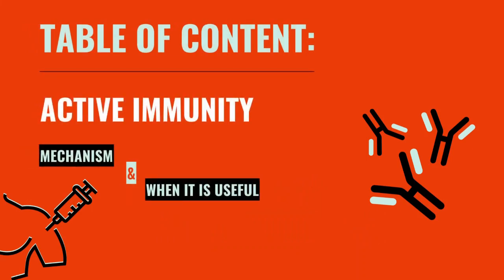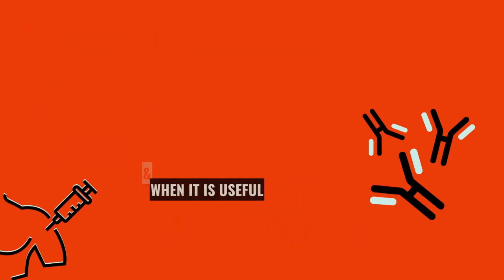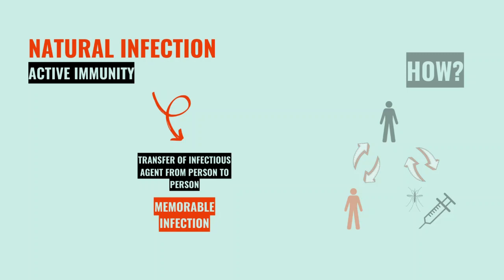We will discuss in today's video the active immunity mechanism and when it is useful. Start with natural infection, the primary way of getting active immunity, where natural infection depends on acquiring the pathogen naturally from person to person, like direct contact, of course according to the type of transmission, or maybe through a specific animal vector, mosquitoes, or bites from animals naturally.